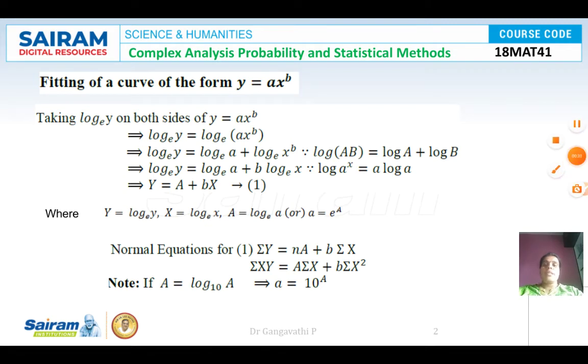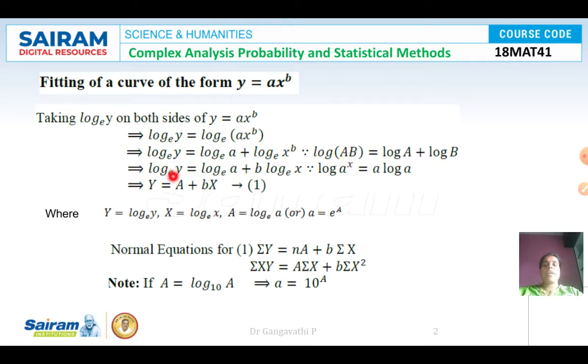So to find this, how do we go ahead? As the usual procedure, first we have to find the normal equations. Finding the normal equations is slightly different from the earlier cases. For fitting the curve of the form y is equal to ax to the power of b, first we have to take the log to avoid the multiplication and the power. So take log to base e on both sides, which gives log y is equal to log of ax to the power of b. By using the properties of logarithm, log of ab is log a plus log b, so it is log a plus log x to the power of b.